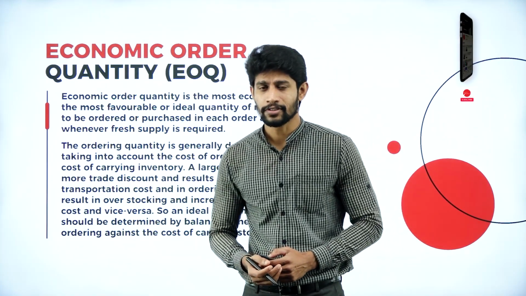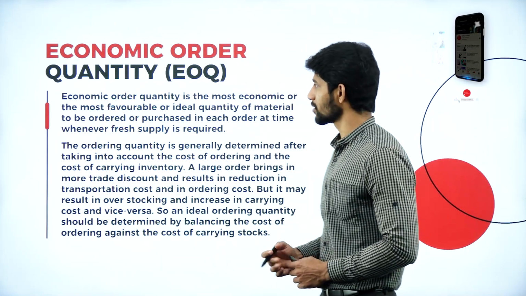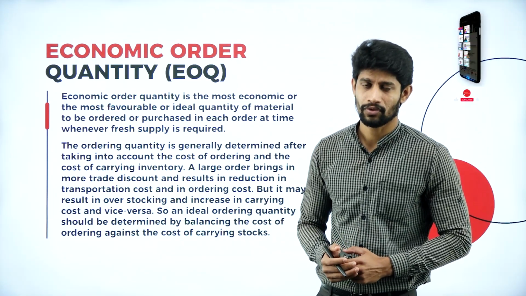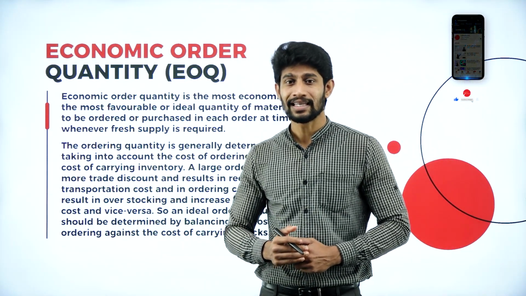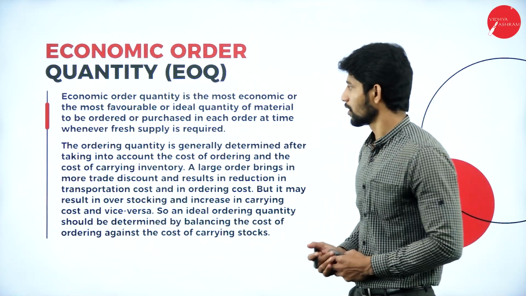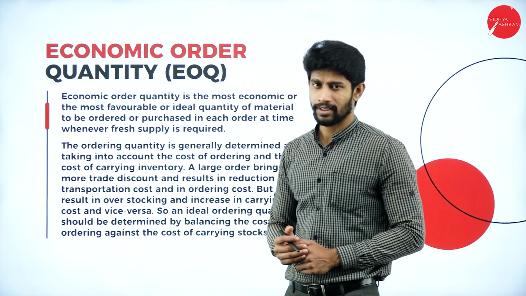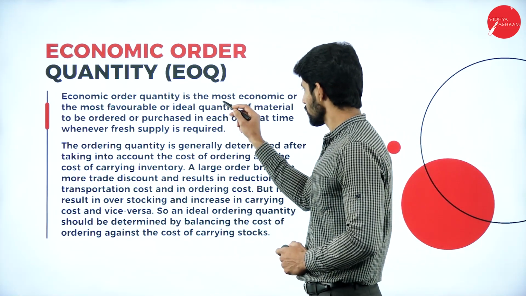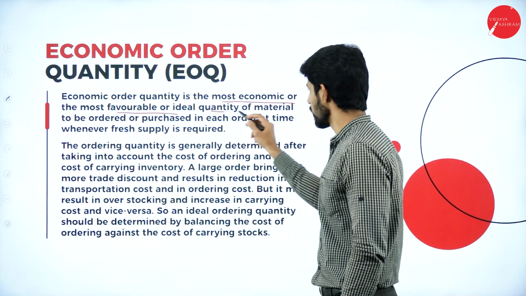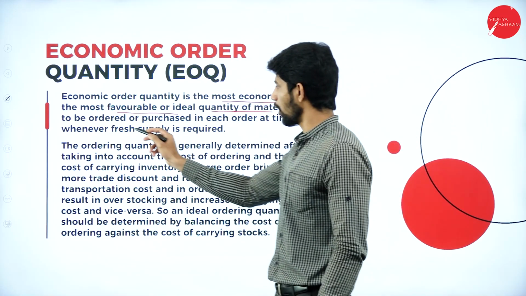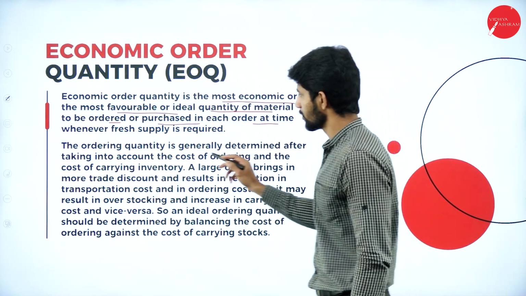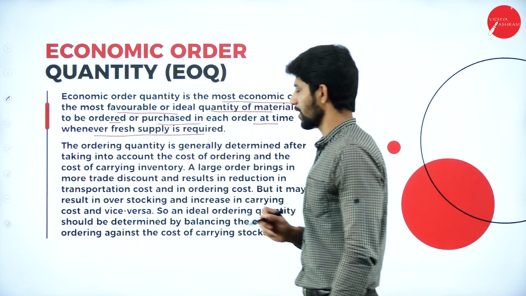So dear students, in this particular session we are going to learn about what is economic order quantity. In short, we are going to call it EOQ. So economic order quantity, that is EOQ, is the most economic or the most favorable or ideal quantity of material to be ordered or purchased in each order at a time whenever fresh supply is required.